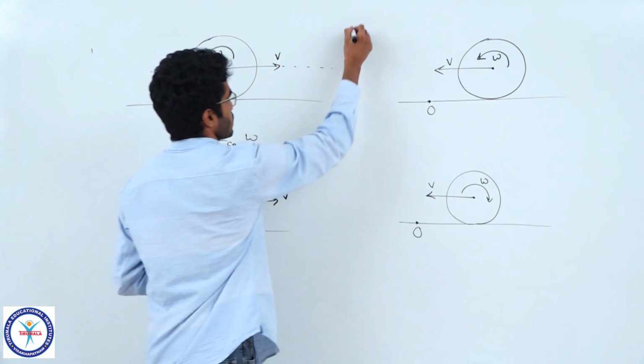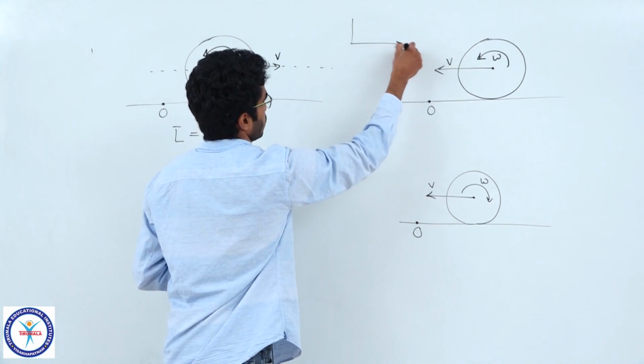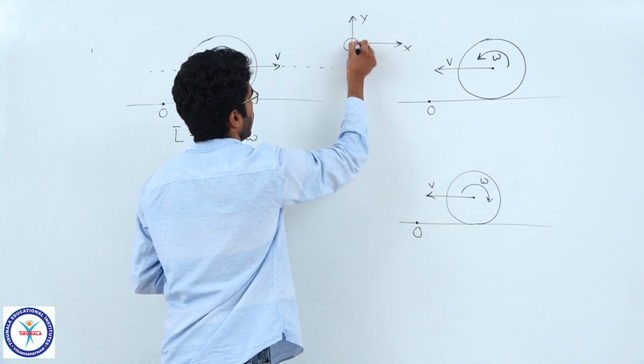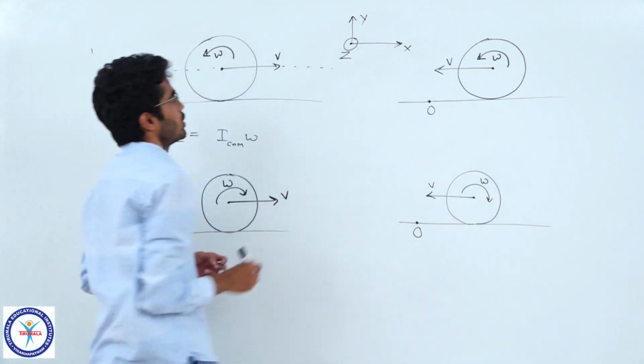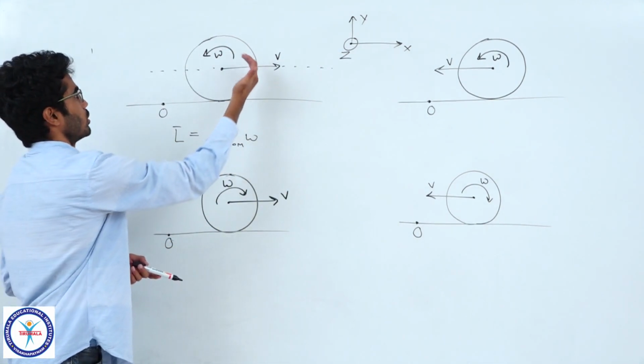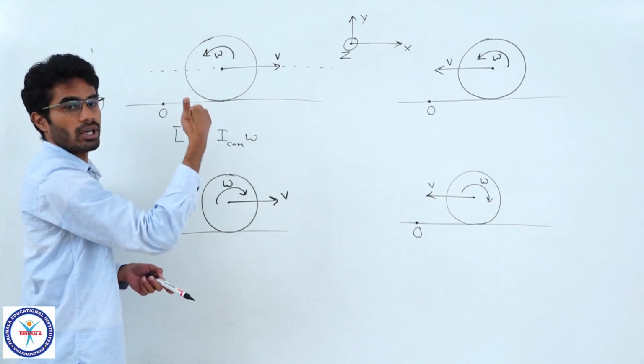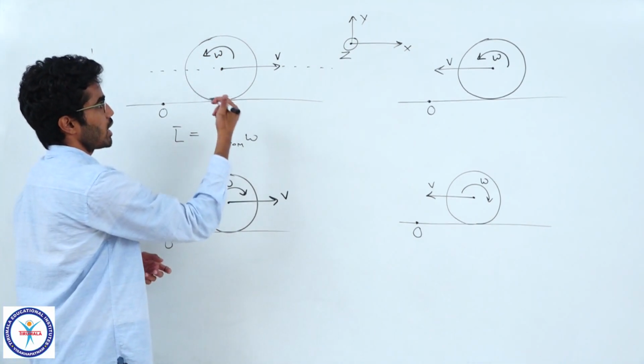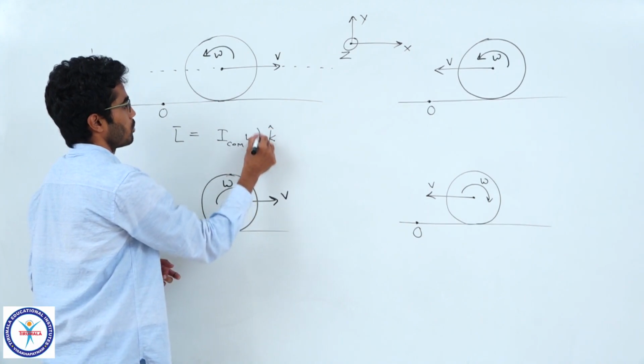Let us mark the directions here, our Cartesian coordinate system. Let this be x, y and z outwards. So, how is the sense of omega? Curl in that direction, the thumb points along the angular momentum vector. So, it is outwards, given by k cap.